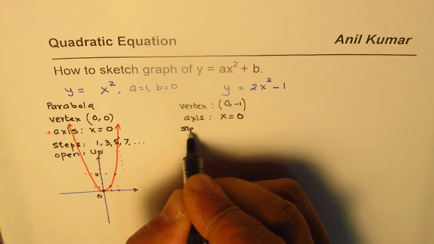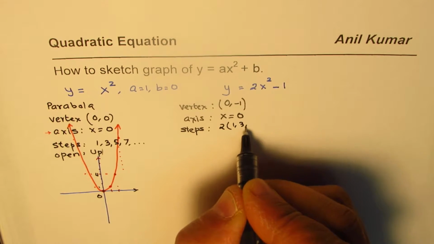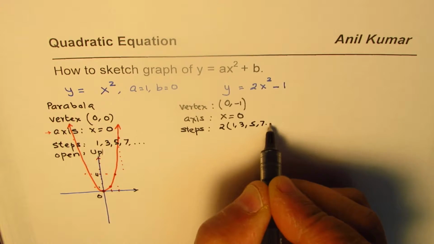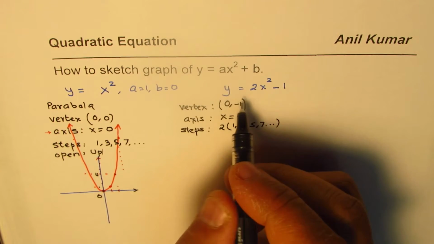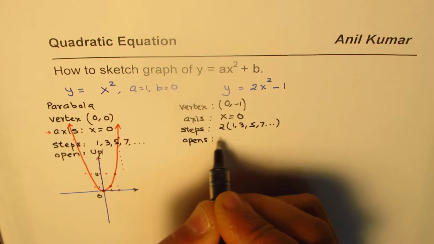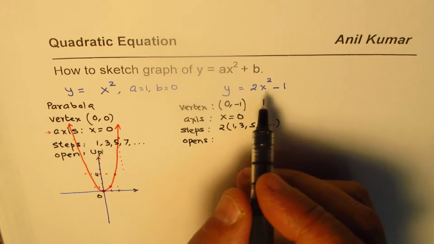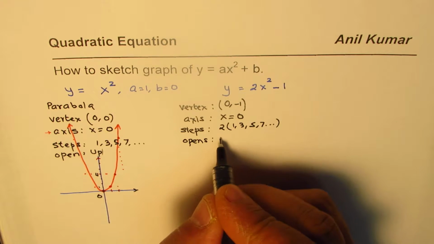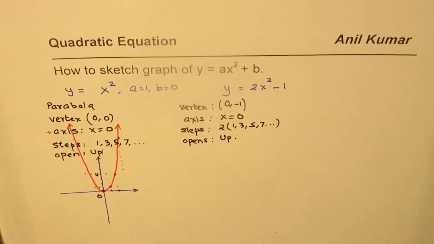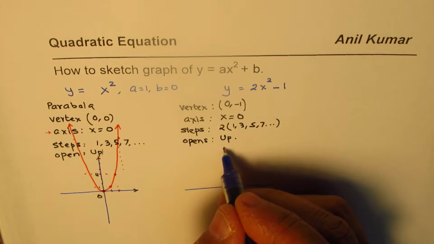Steps in this case are 2 times 1, 3, 5, 7, and so on, which are positive, right? And let me write down opens upwards, right? The steps also show you the direction. If it is positive, it is going upwards. Since 2 is positive, we say opens upwards. Okay. So based on this, we'll now sketch the parabola from this given equation, right?